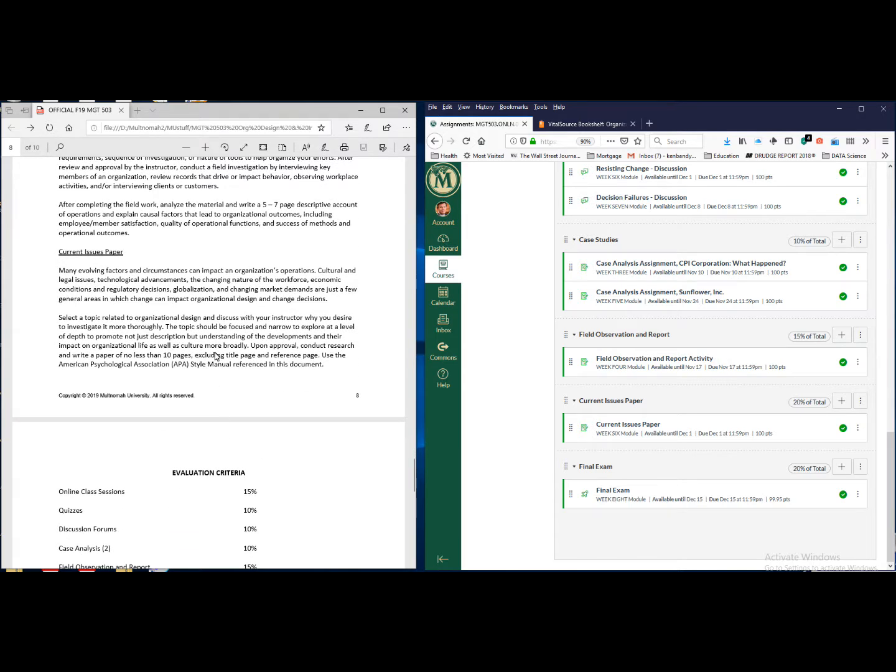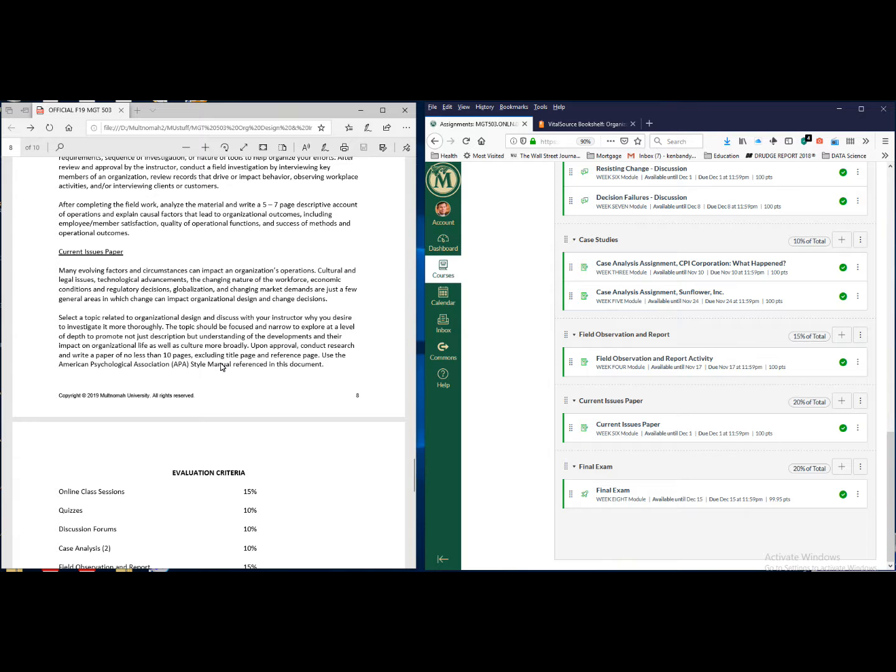Then we have a current issues paper. Case studies. No, I'm reading the wrong section. I flipped my page. Many evolving factors and circumstances can impact an organization's operations. Cultural and legal issues, technological advancements, the changing nature of the workforce, economic conditions, regulatory decisions, all those things can impact how an organization functions and operates.